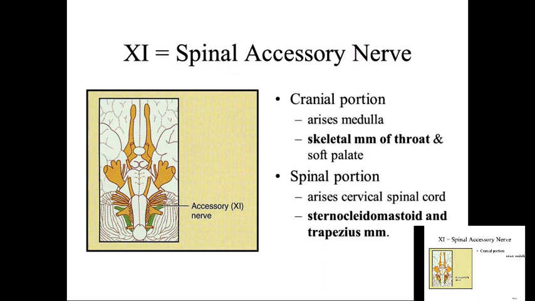The spinal accessory has a cranial portion and a spinal portion. Part of the spinal accessory is going to control the skeletal muscles of the throat and part of the soft palate. And then the spinal portion is going to control the SCM and the trapezius, the sternocleidomastoid and the traps.